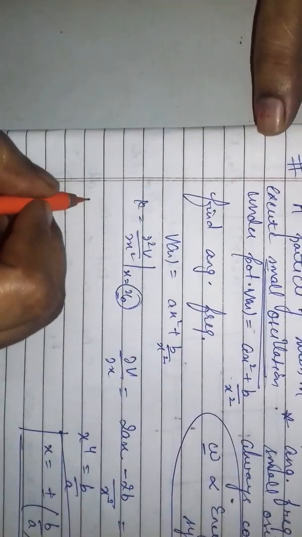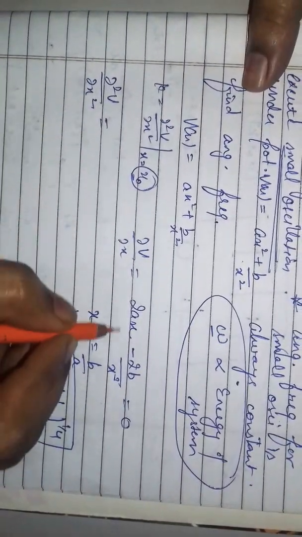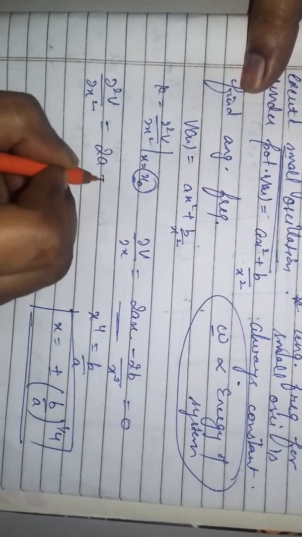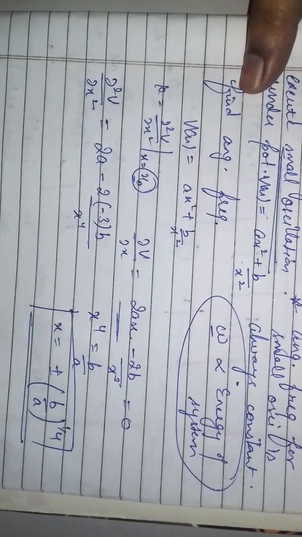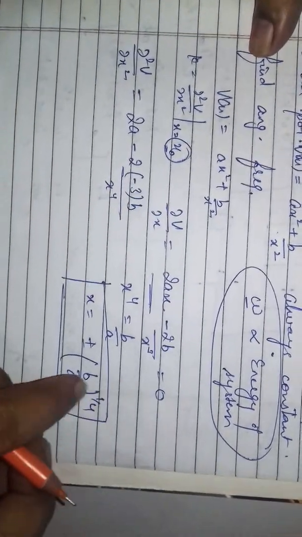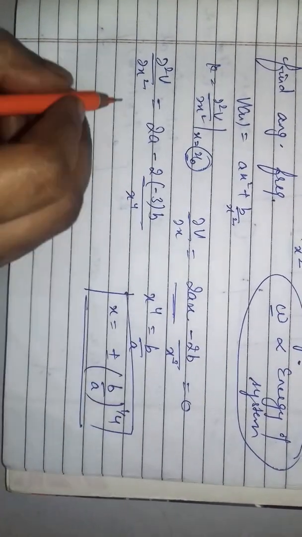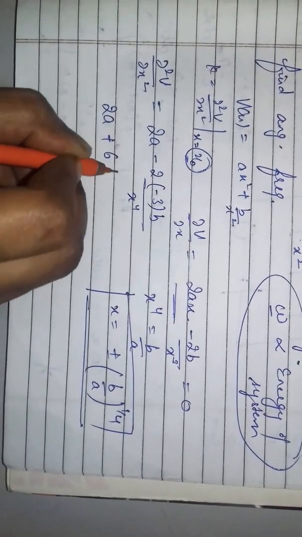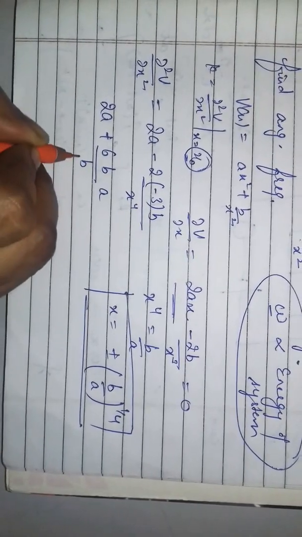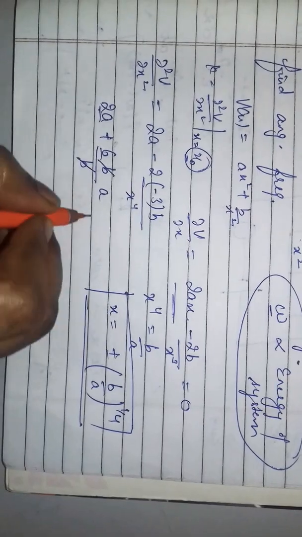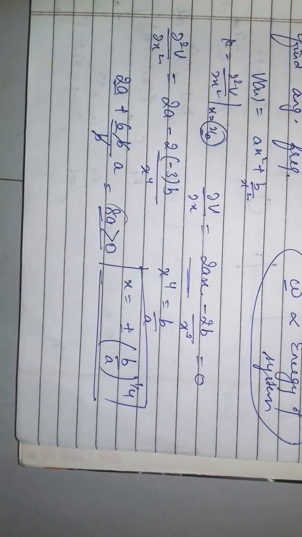So what you will do, you will find curly square V upon curly x square, and it will become from here 2a plus 6b by x to the power 4, right? So for both points you will check once. When you put plus b by a raised to power 1 by 4, 2a plus 6b by b by a, b to b cancel. 2a plus 6a is your 8a. A is some positive number. This is greater than 0.